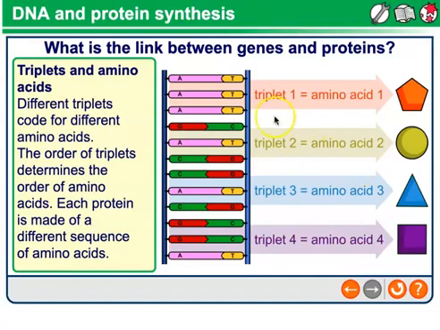If we look at this image, we've got the first triplet coding for amino acid number 1. The next triplet coding for amino acid number 2. The third triplet codes for a different amino acid. And finally, the fourth triplet again is coding for a different amino acid. This 3-stage sequence introduces the link between genes and proteins before the mechanism of protein synthesis is explored in our next section.